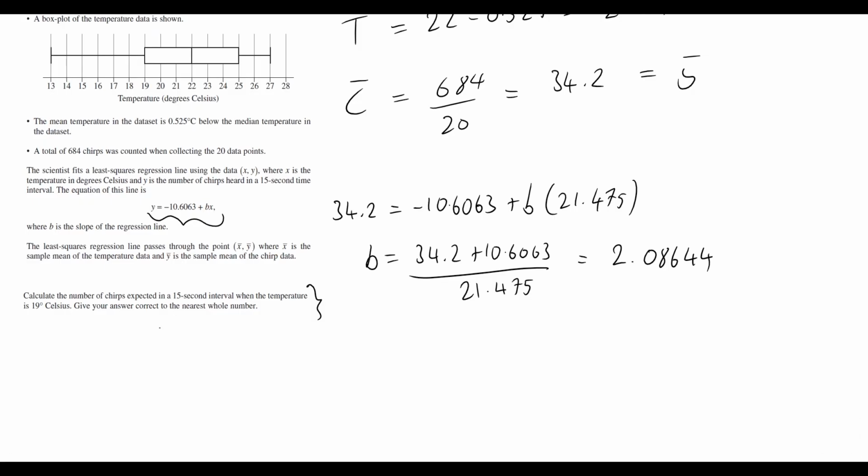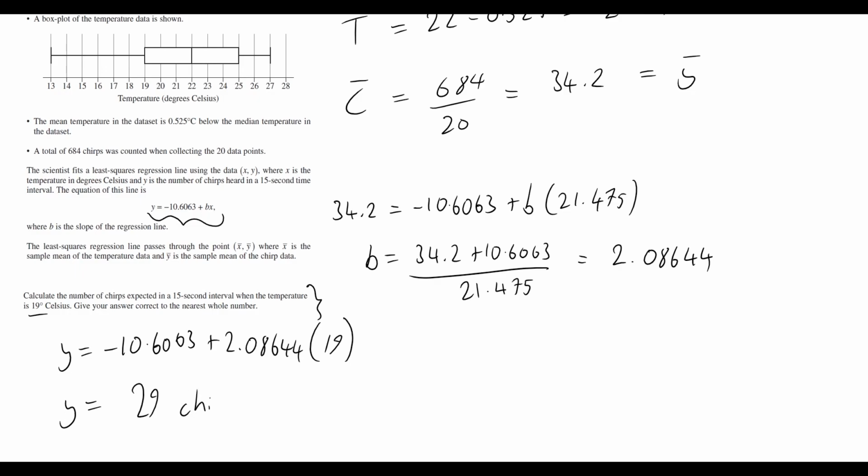So now calculate the number of chirps expected in a 15-second interval when the temperature is 19 degrees Celsius, and we need to give it to the nearest whole number. Okay, so now putting all this into our equation here, number of chirps is y, so y must equal minus 10.6063 plus b's value, which is now 2.08644, times by our x value, which is given here as 19 degrees Celsius, so we'll put in 19. Putting that into a calculator and rounding to the nearest whole number, we simply get 29. So we can say 29 chirps is going to be our final answer there.